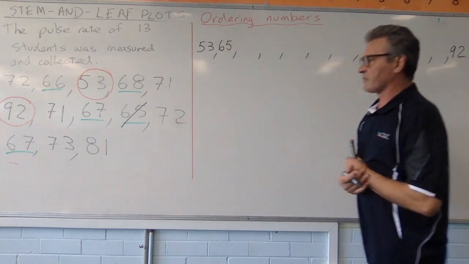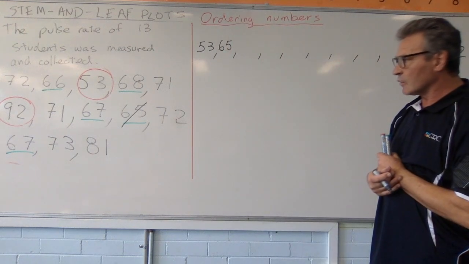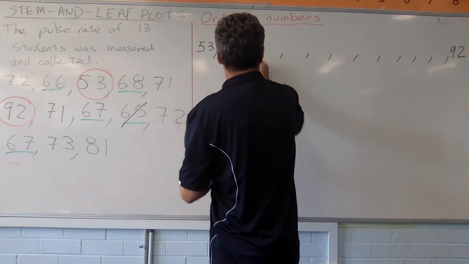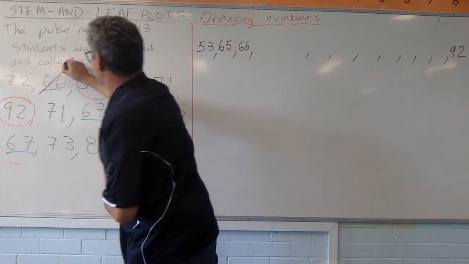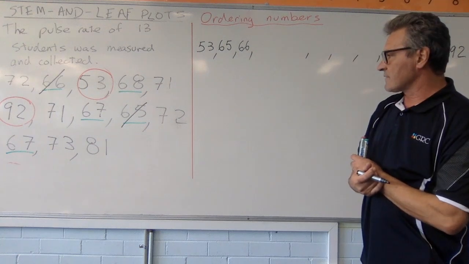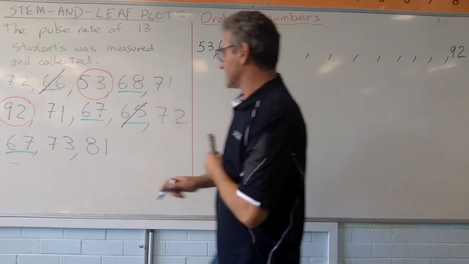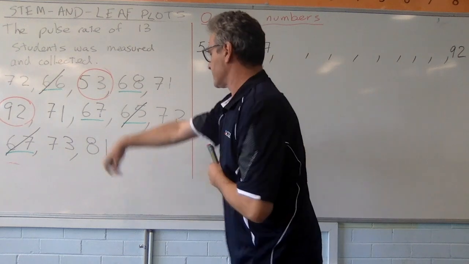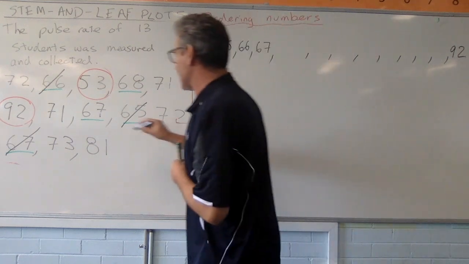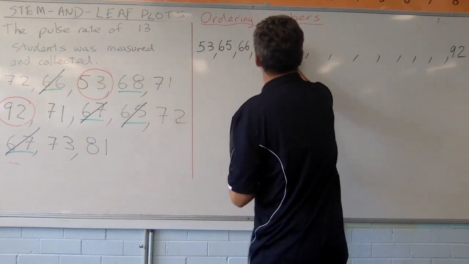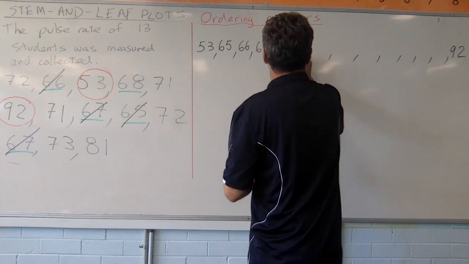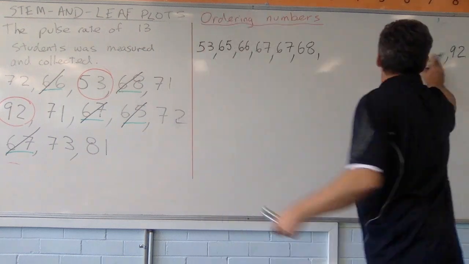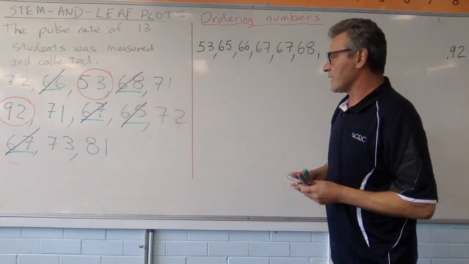Done, cross it off. The next one, in order, I believe is 66. Write it down, cross it off. After that, I've got a 67, write it down, I've crossed it off. There's another 67, oh, didn't see that. 67, that's fine. And a 68. Let's keep going. Look at the next number.